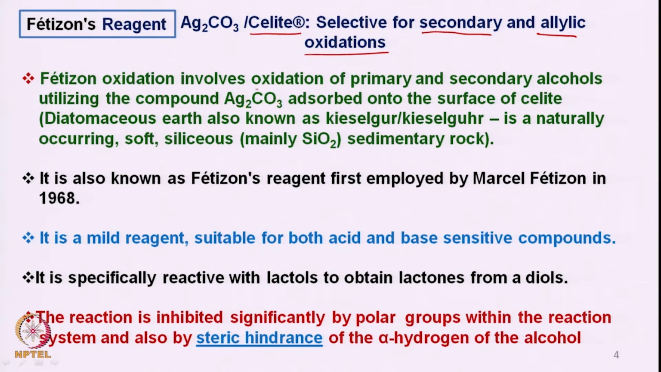Fetizon's oxidation involves oxidation of primary and secondary alcohols utilizing the compound silver carbonate, which is adsorbed onto the surface of silicate, which I discussed last time, which is nothing but mainly a silica gel sedimentary rock, and it was introduced by Fetizon, and that is the reason why it is called Fetizon's reagent. It is a mild reagent suitable for both acid and base sensitive compounds.